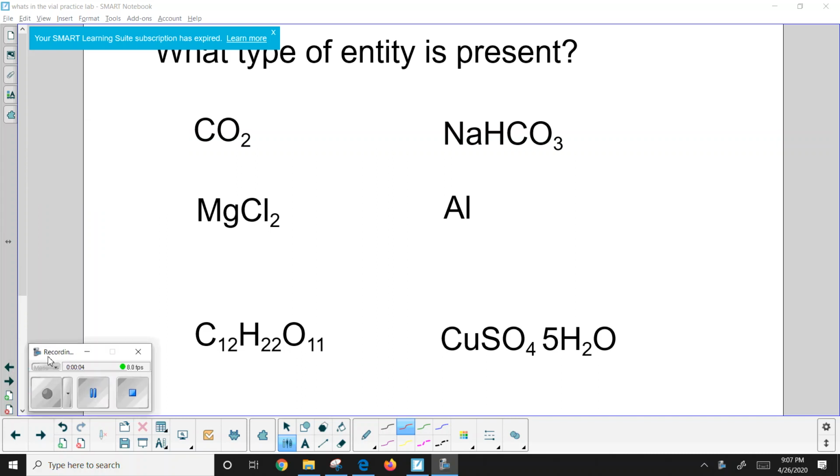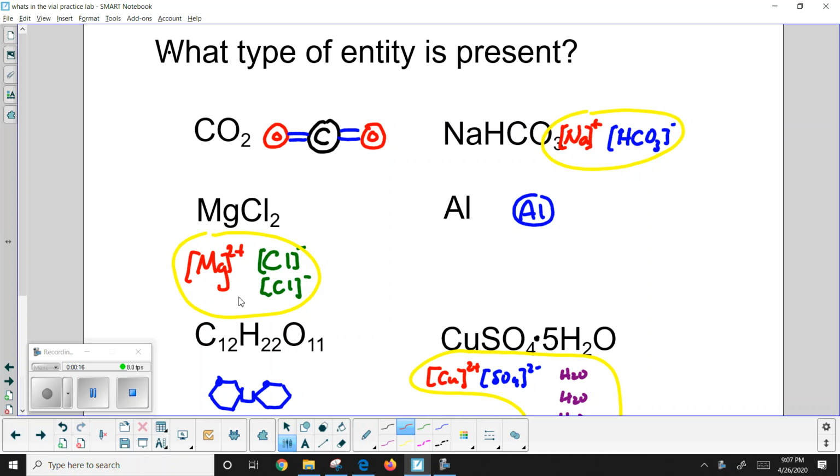In this video we're going to be looking at how we can figure out how many entities there are in a certain mass of something. First thing you need to do is figure out what kind of entity you're dealing with. So let's look at some of these. I've got carbon dioxide. Carbon dioxide, remember, is a molecular compound that's made up of molecules. So you can be counting molecules, and then you can be counting atoms.